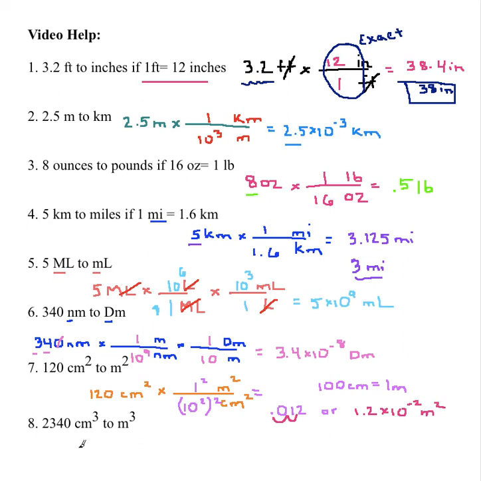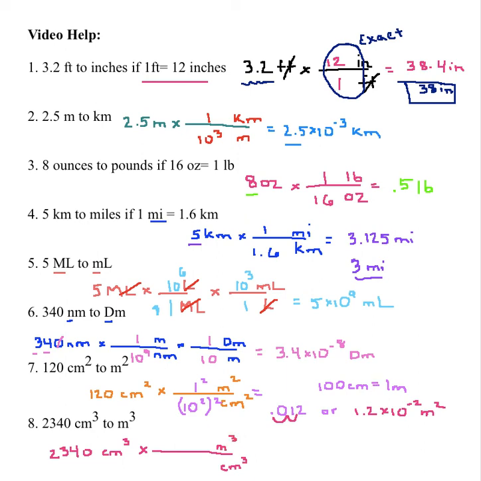Okay. Last one. I'm going from centimeters cubed to meters cubed. So I start with my given, which is 2,340 centimeters cubed. Criss-cross-swoosh. Before you freak out, just deal with units first. So centimeters cubed go on bottom. Meters cubed go up top.